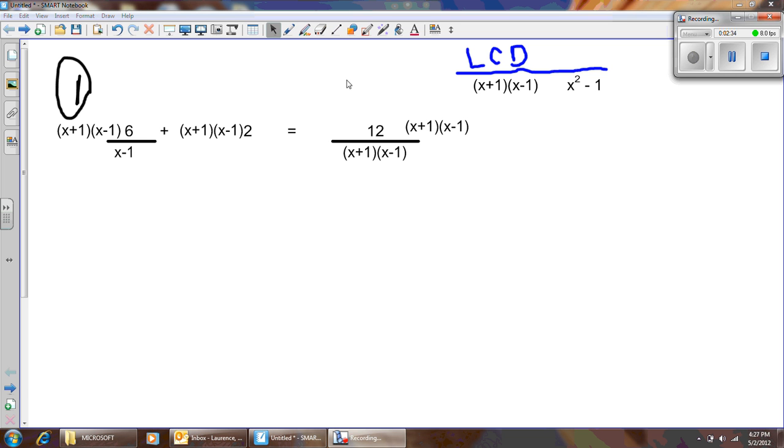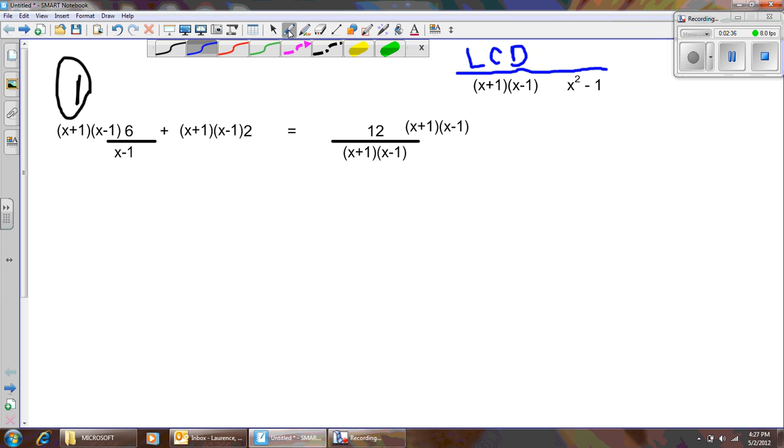Well, I know that if I multiply through by the least common denominator, all my denominators will disappear and I won't have any fractions anymore. This x plus 1 and that x plus 1 will cancel. This x minus 1 will cancel with that x minus 1. This x minus 1 will cancel with that x minus 1. And there's no fractions involved.